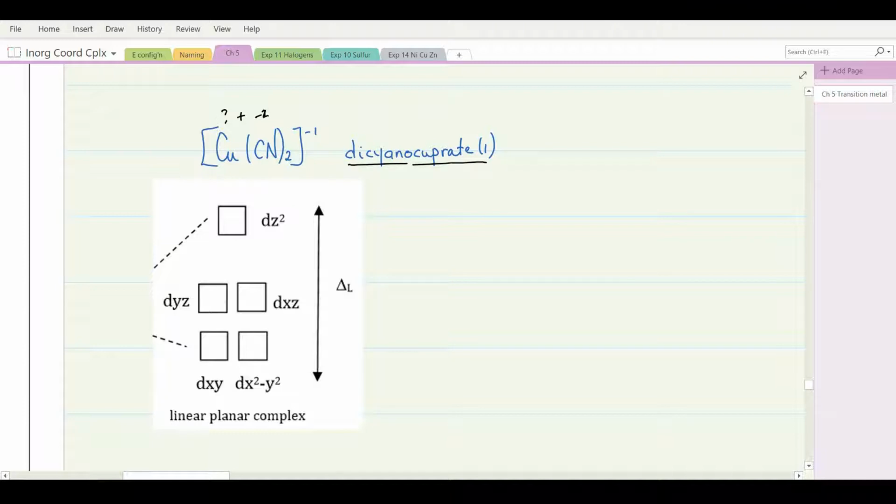So copper +1 has an electron configuration of s0 d10, as we just stated. There are 10 electrons, and they would likely fill in this order, filling the low energy orbitals first and then moving to the high energy orbitals. But regardless, since there are always 10, it doesn't really matter what the filling order is. The magnetic property of this complex will be diamagnetic.